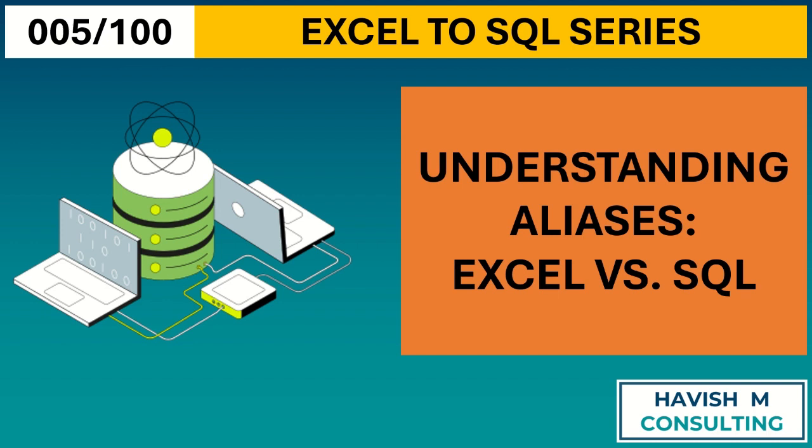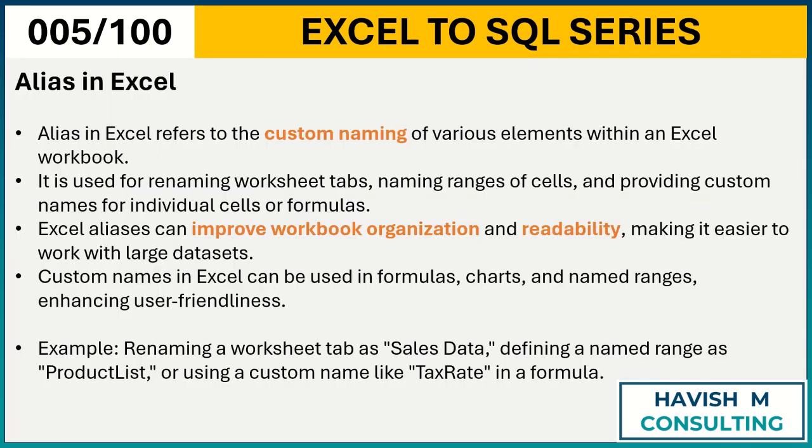This is episode number 5, video number 5, and in this video we will be understanding aliases in Excel versus SQL. What is an alias in Excel? When you give a custom name to a worksheet, to a named range, to a range of cells, or you provide a custom name or a specific name for individual cells or something within a formula, this is called an alias. So for example, you can call your worksheet tab whatever you like.